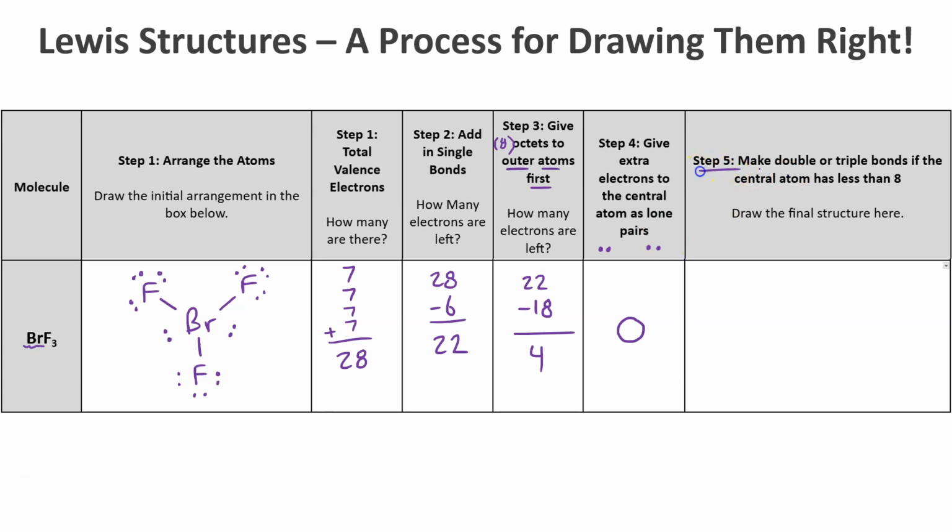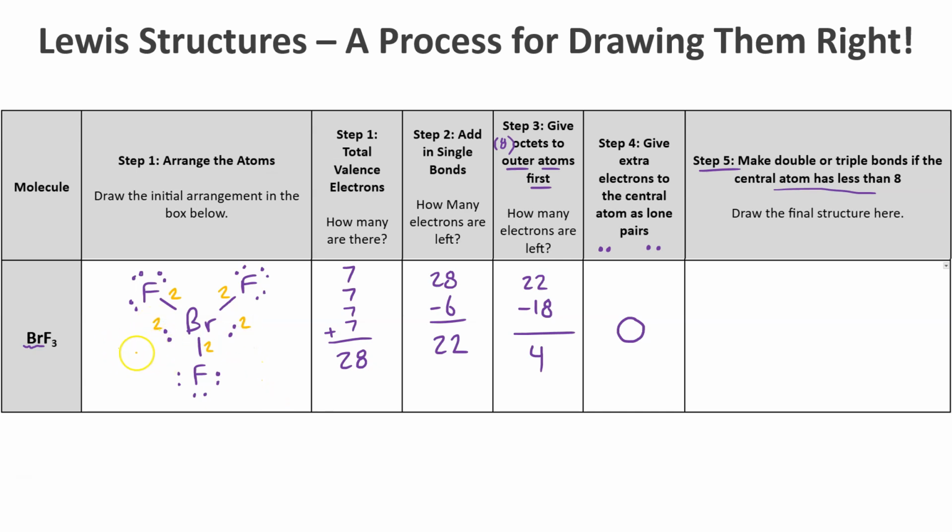We'll end it with step 5, which is making double or triple bonds if the central atom has less than 8. So we have to actually go back one more time and count how many electrons are surrounding our central atom. Let's switch colors. I'll go to orange and do that. You can count with me. Each single bond is 2 electrons. So I've got 2 here, 2 here, and 2 here. That's 6. I've also got these lone pairs, which is another 2 and another 2.